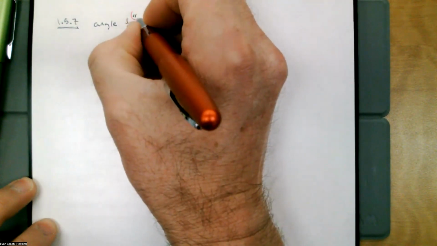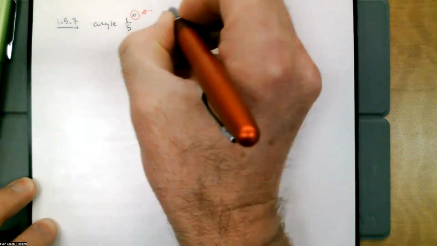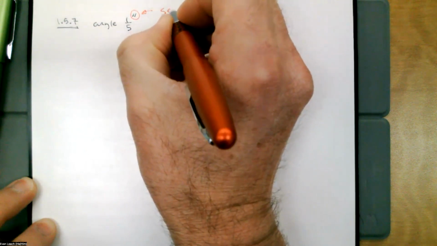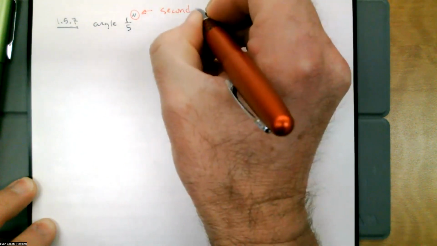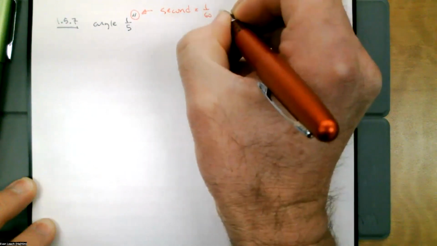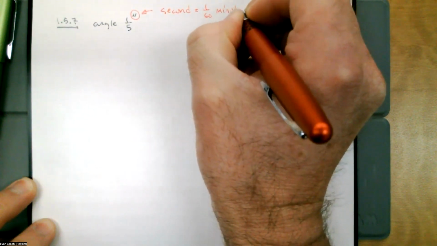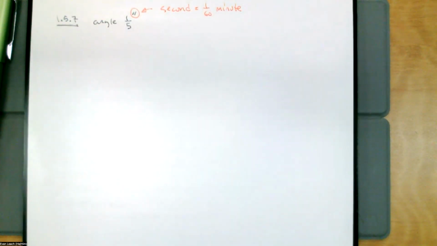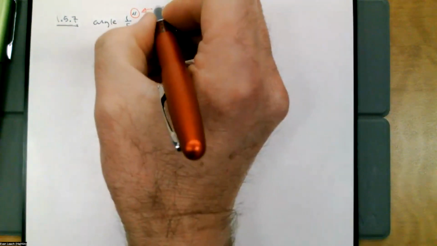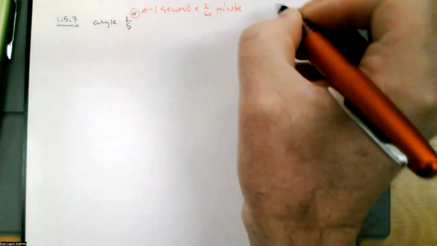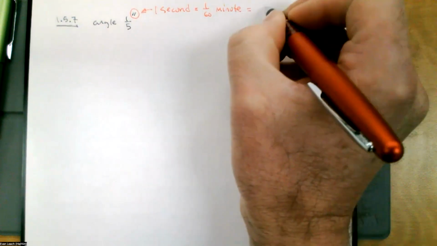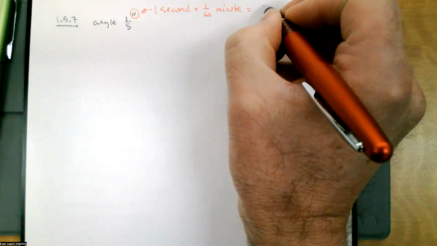So this is 1/5 of a second, but not a second in terms of time, a second in terms of a piece of an angle. One second is 1/60th of a minute, and 1 minute is 1/60th of a degree.